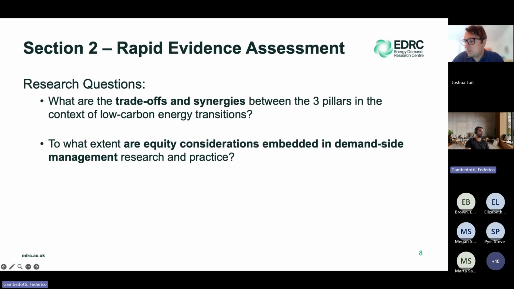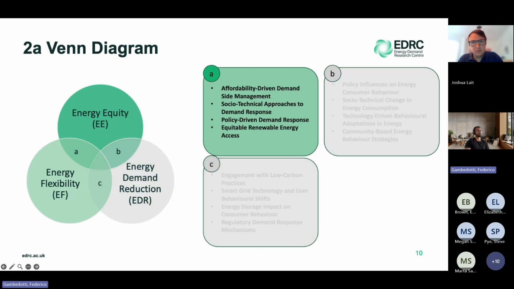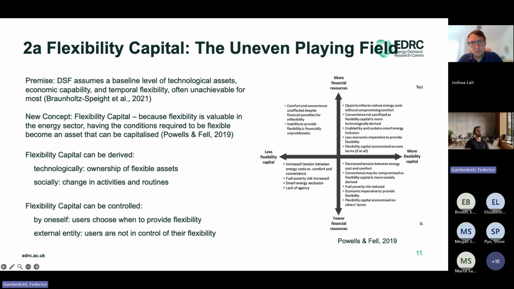So when I did my rapid evidence assessment, that's exactly what I looked at. What are the trade-offs and synergies between these three? And how is equity regarded with respect to the other two? So this is how we can visualize it, three topics, and we're going to look at the intersection of each one of these three. So between equity and flexibility.